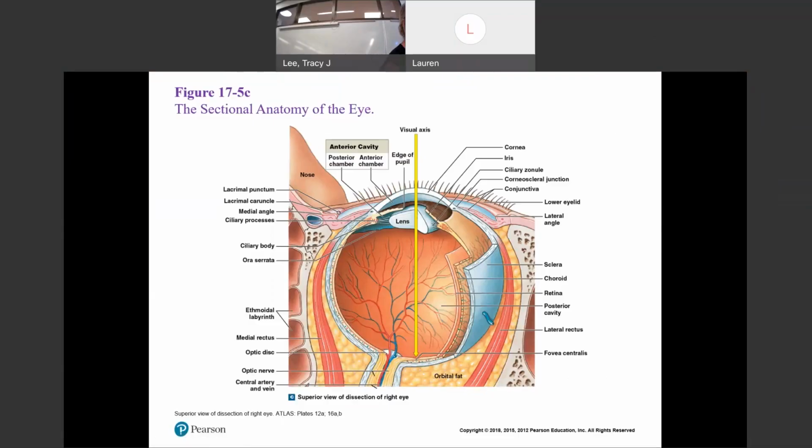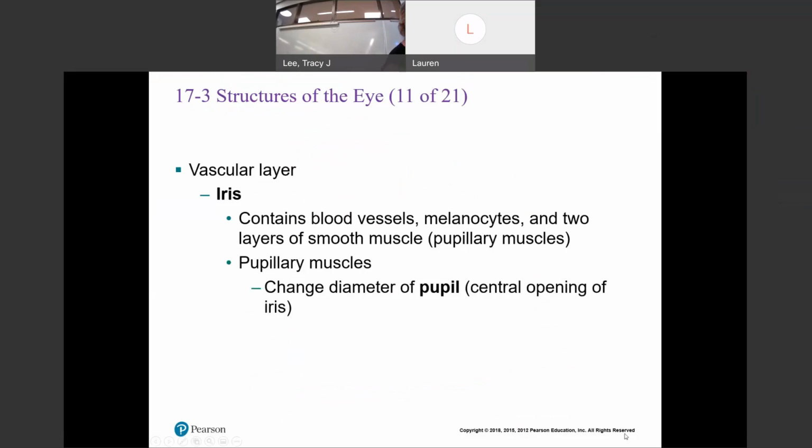I believe this is where we left off last time, where we talked about each of the things and then reviewed it. So, vascular layer, we have our iris, which contains our blood vessels, our melanocytes. What do the melanocytes do? They make our melanin, so our color. And then we have some smooth muscles called your pupillary muscles. What do you think our pupillary muscles do? Yeah, they affect the size of our pupil.